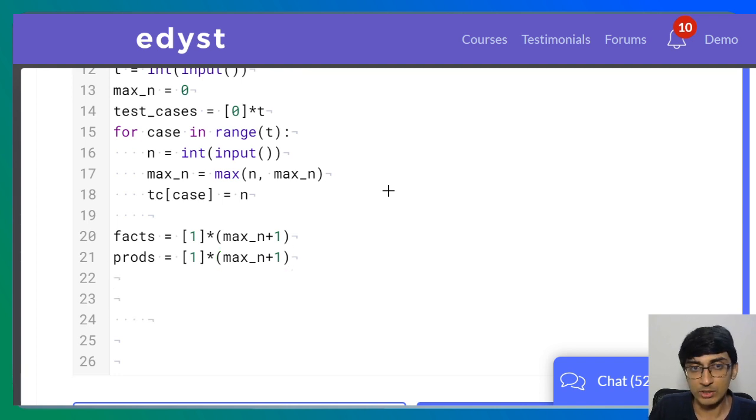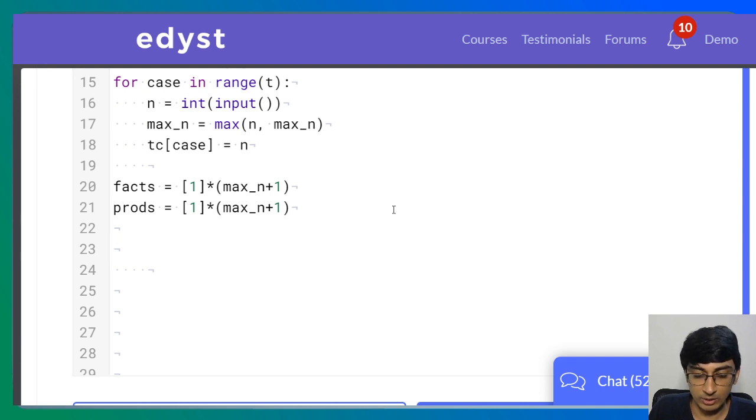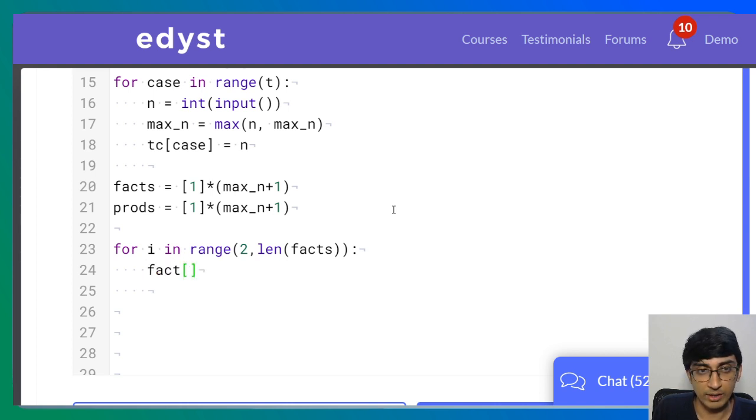So now what I want to do is calculate the factorials and the products, right? So I'll do for i in range length of factorials, right? And I can actually start from 2 because 1 is actually correct. So I could start from 2 and go all the way up. And I'm going to say facts of i is equal to facts of i minus 1 into i. This is straightforward.